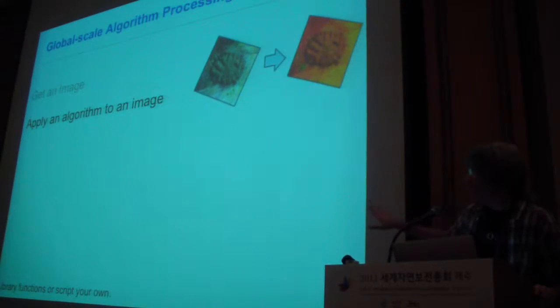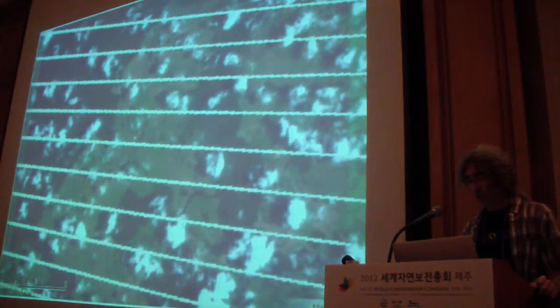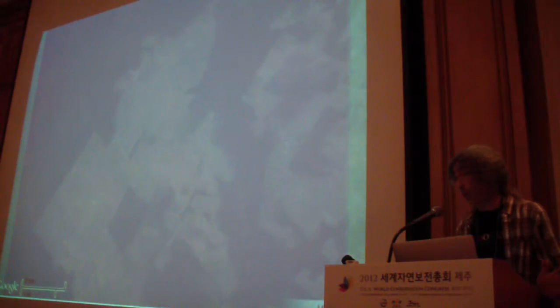Then you can apply an algorithm to an image. So let's look back at this thing for a second. Now let's say you're getting data that looks like this, and you want something that looks more like this. How would you do it?